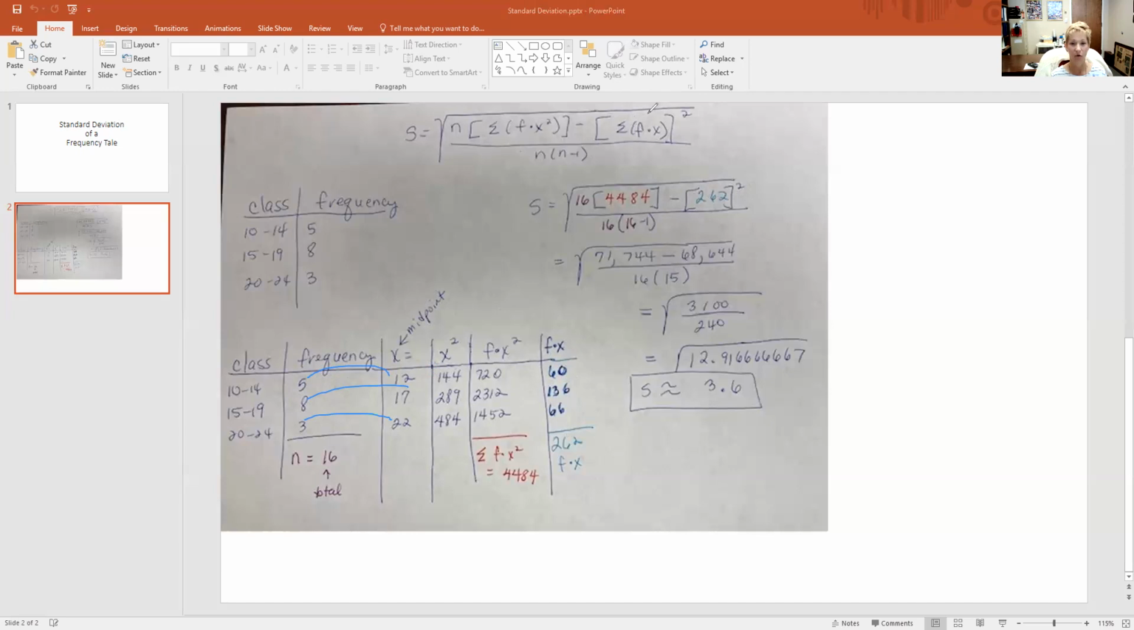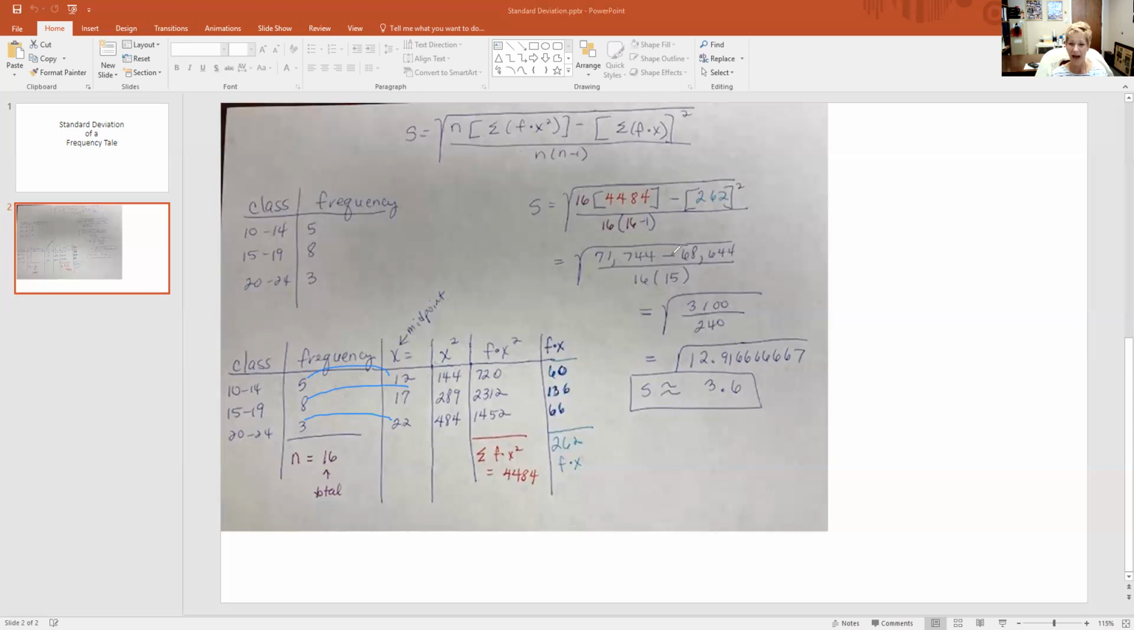All right. So my formula is filled in. Now, I want you to notice this N is only multiplied by this first bracket, not by both brackets. So the 16 is only multiplied by 4,484. So that's where I got 71,744. Then when you square 262, you get 68,644. But I do not say this bracket times the 16.